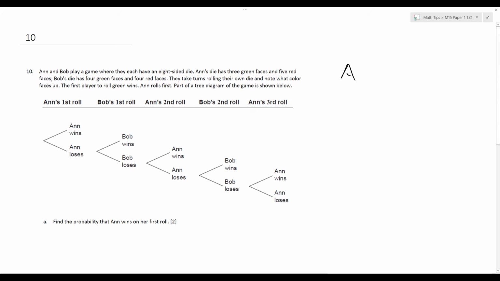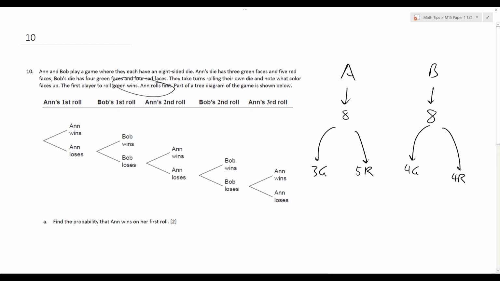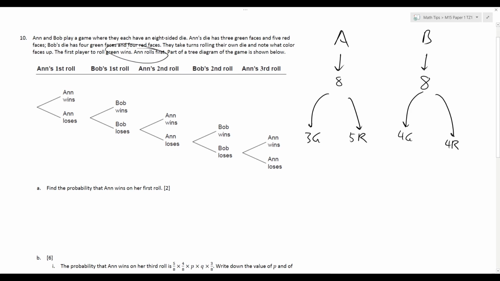I know that there's Ann and there's Bob. So they all have an 8-sided die, and in Ann's die is 3 green and 5 red. For Bob's die, it's 4 green and 4 red. Okay, so they take turns, and the first player to roll green wins, and Ann rolls first. So this is the diagram.